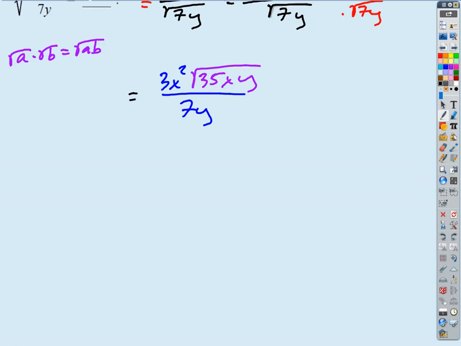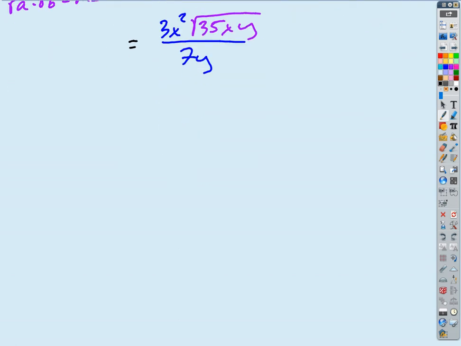What if we had the same thing, but let's make this cube root of 5x on the top and cube root of 7y on the bottom. I can't just multiply by the cube root of 7y this time, can I? Because then I'm going to get the cube root of 49y squared, and I still got a 7 in the basement.